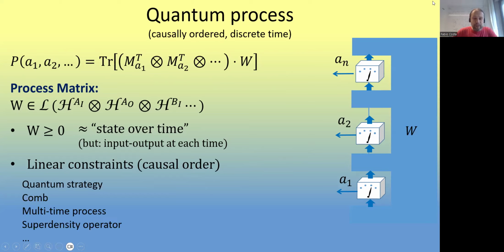And now this is an object that has been discovered and re-derived many times, and among the many names it is known by, it's quantum strategy, it's known as a comb, it's known as a multi-time process, a super density operator. I omit many other things like process tensor and quantum channel with memory. Just be aware that every few years or so, this object is rediscovered anew. Okay, so this is the basic formula.